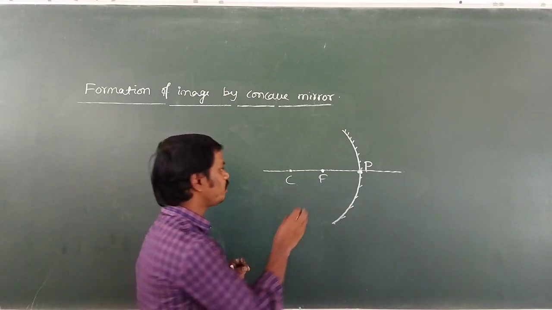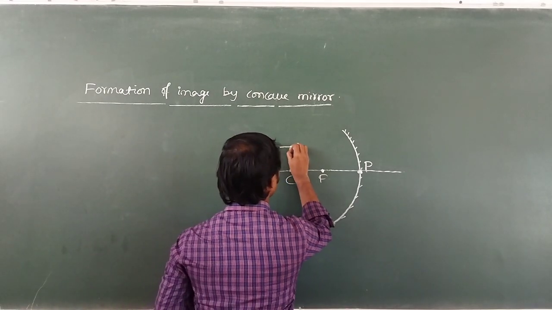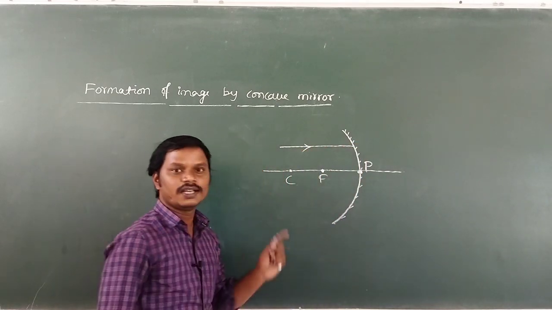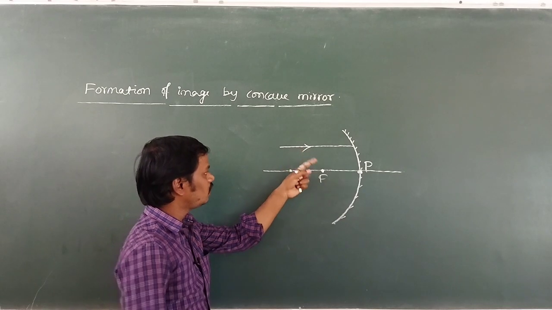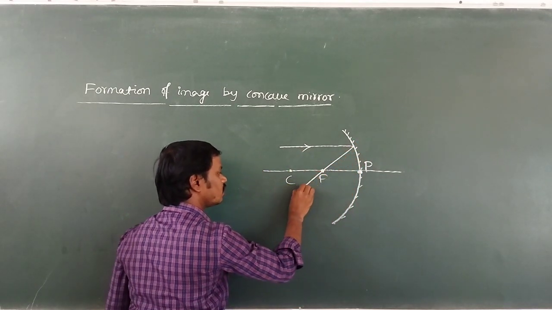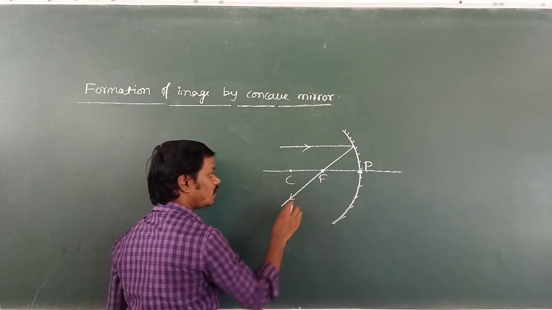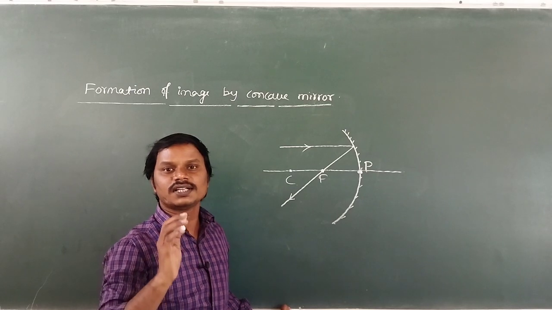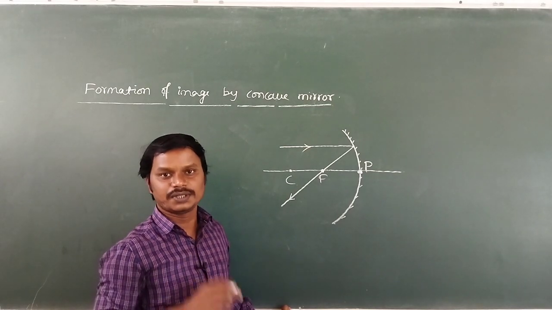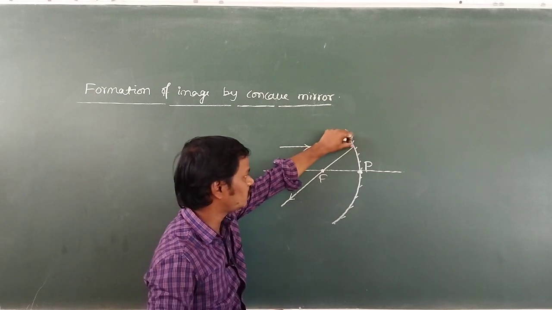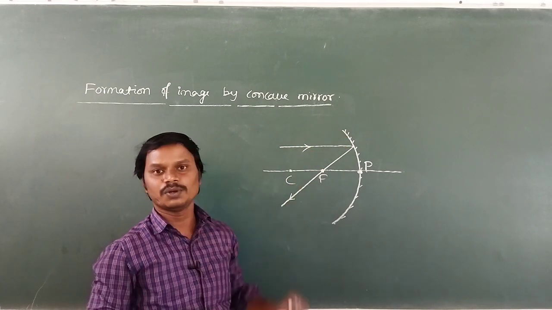Then, what are those rays? First ray, that is parallel to the principal axis. The ray coming from the object that is parallel to the principal axis, after reflection, passes through the principal focus. So in order to get the image of the object, at least how many rays do we have to consider? Two rays. First ray, that is parallel to the principal axis. After reflection, the ray passes through the focus.